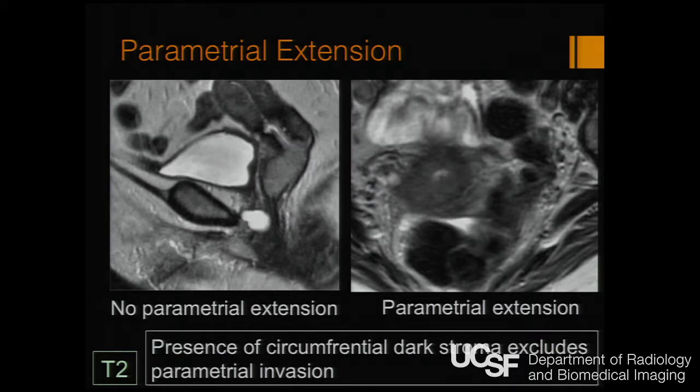Parametrial extension, as you all know, is one of the key things that we say on imaging, because this is much more accurate on imaging than it is on clinical exam. The important thing about parametrial extension, which is interruption of this dark fibrous stroma, but not just interruption, but you actually have to see tumor in the parametrium. If that dark stroma is not interrupted, then there is no extension, but you can have interruption of the dark stroma, but still no tumor in the parametrium. It's important not to overstage these patients.